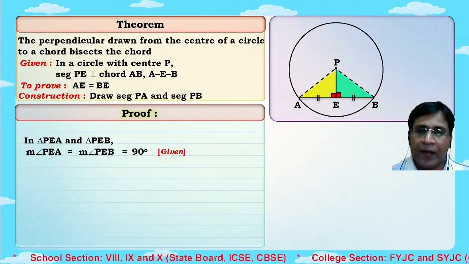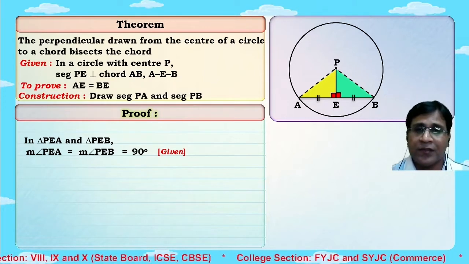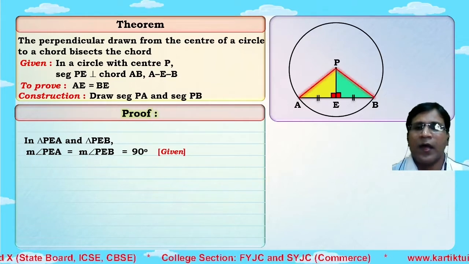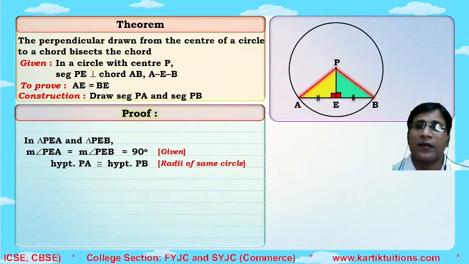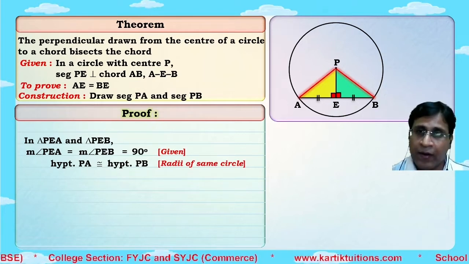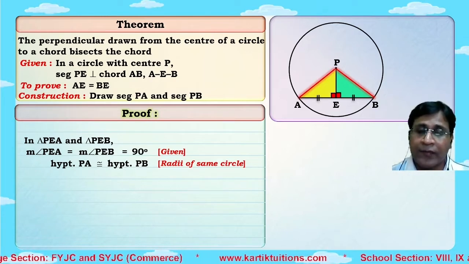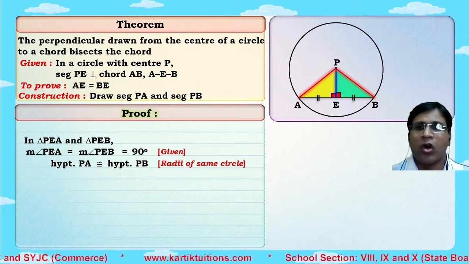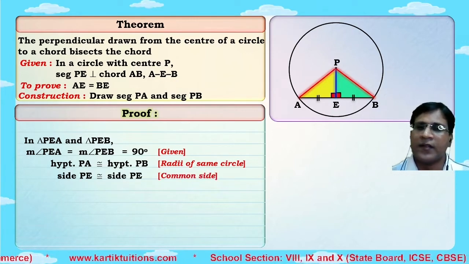Now since they are right angle triangles, check whether the hypotenuses are also congruent. In these triangles, PA and PB are the hypotenuses and they are both equal. Why? Radii of the same circle. So it is a right angle triangle, and the hypotenuse is congruent. Now check, do we have one more pair of sides congruent? Yes, if you observe, PE is a common side. So side PE is congruent to side PE and the reason is common side.